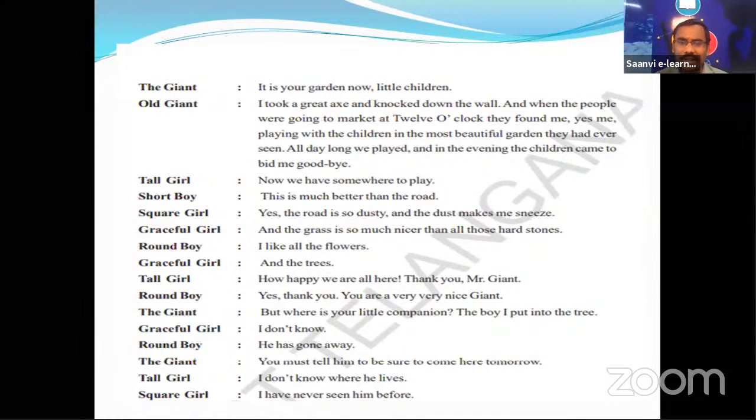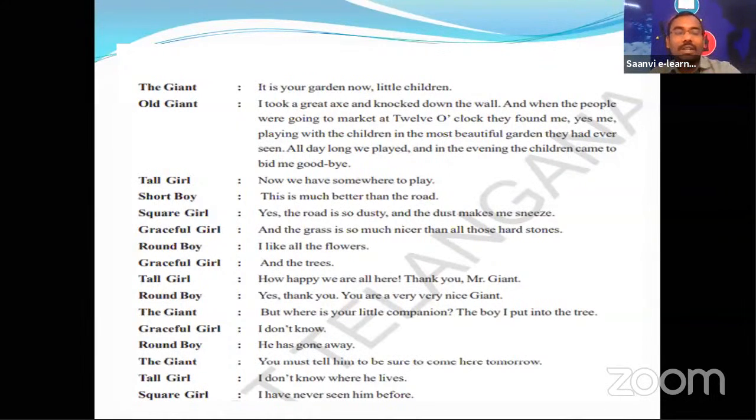All day long we played, throughout the day we played, and in the evening the children came to bid me goodbye. And in the evening, what happened? The children came to bid me. It means say goodbye, because they wanted to get back to their home. Tall girl: Now we have somewhere to play. Short boy: This is much better than the road.